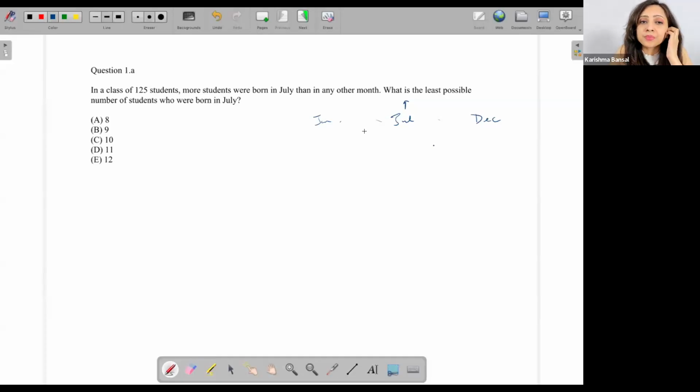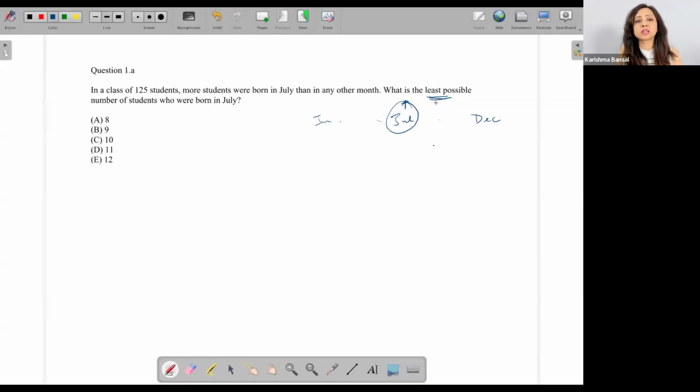Now, I know that in July the maximum number of students were born. So of course I know that the max possible in July would be all 125, right? It's possible that all 125 were born in July. I mean, unlikely, but definitely it is possible, right? But I'm not asked about the maximum possible number of students who were born in July. I'm asked the least possible. I know that this has the max number, but I want the least possible amount.